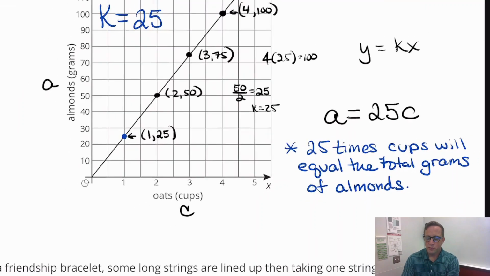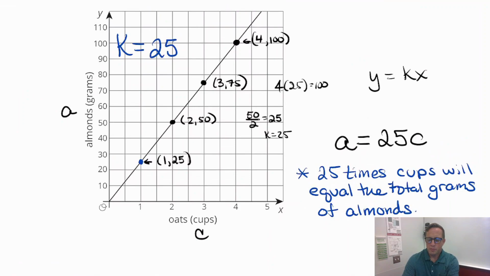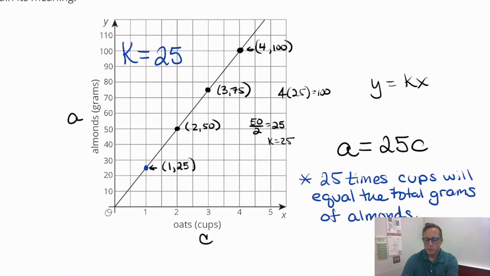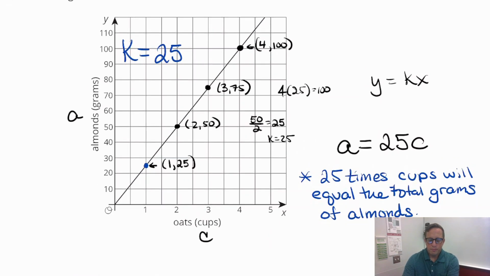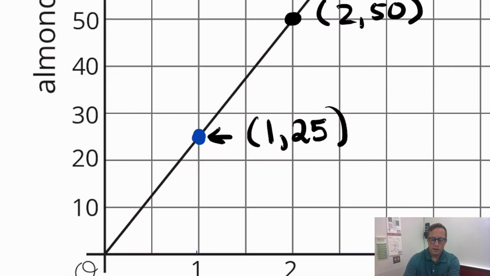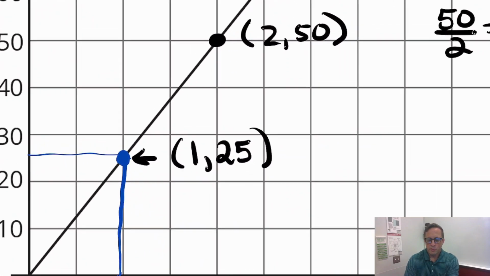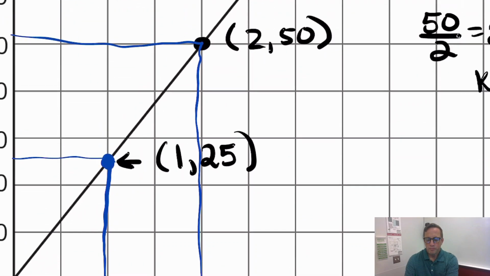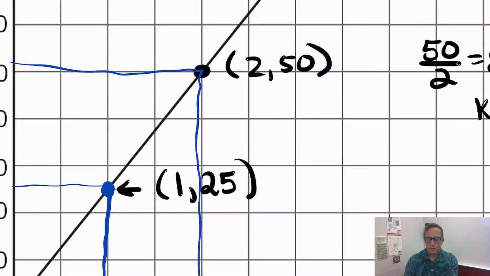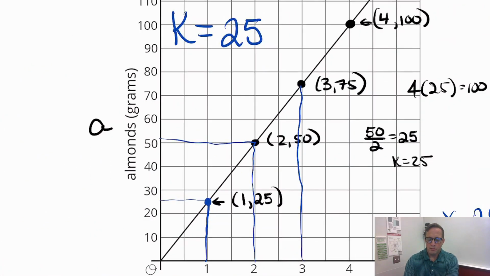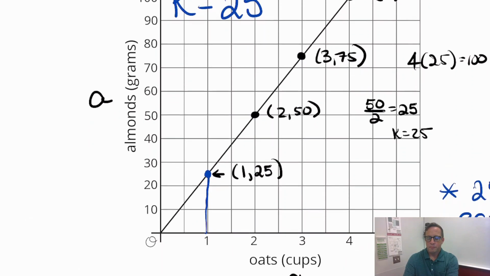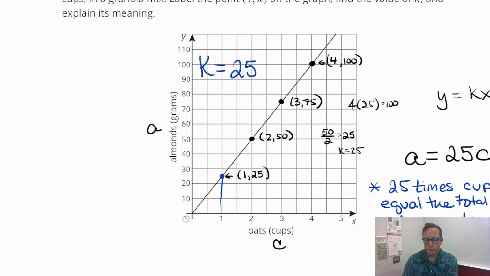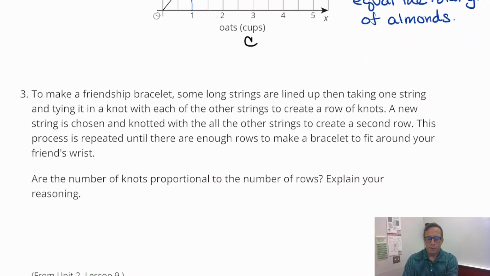So 25 times cups, the number of cups will equal the total grams of almonds. So if we have one, just kind of look at this, 1 cup is equal to 25 grams, right? 2 cups is equal to 50 grams of almond. All right, 3 cups, I'm kind of going off the grid here, but 3 cups is 75. It's very, very sloppy. Sorry about that. But hopefully you understand that. So number 3.